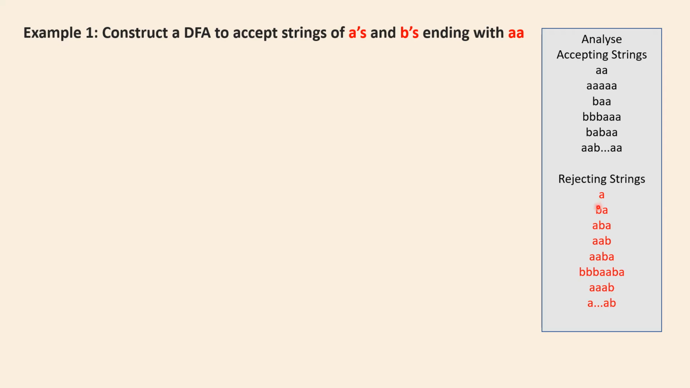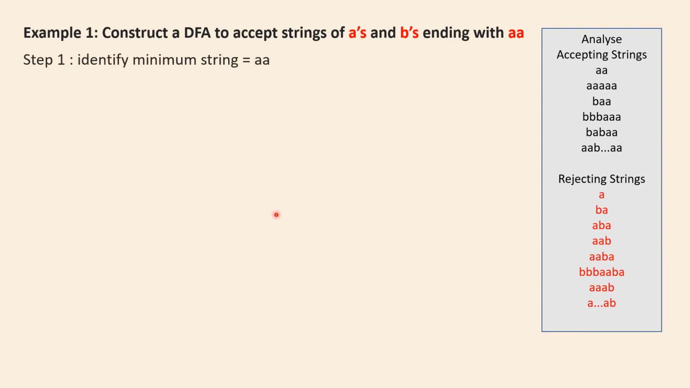So here we have some rejecting strings. If I have BA, it is supposed to be rejected. If I have AA and then it ends with B, the string is supposed to be rejected. So we have to construct a DFA in the form where ending with AA is accepted and the string which does not end with AA is supposed to be rejected. This example can also be used as a reference for strings of zeros and ones ending with 1 or strings of zeros and ones ending with 0.